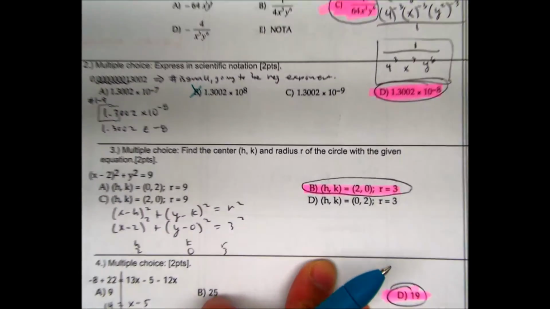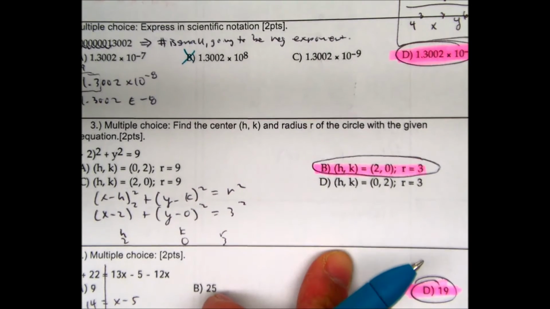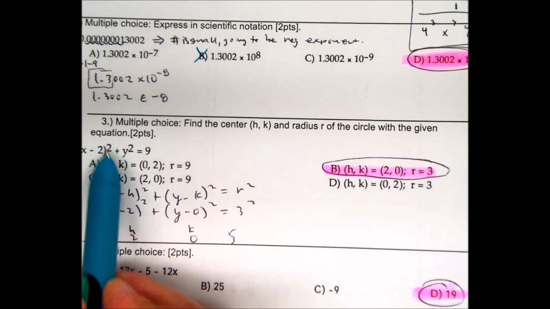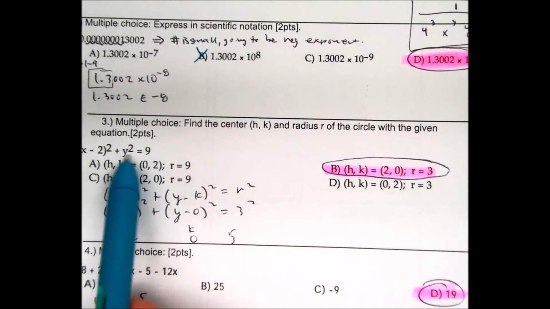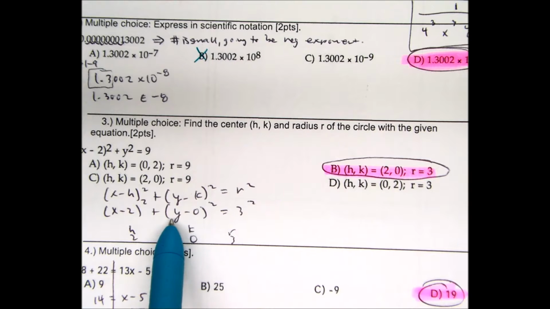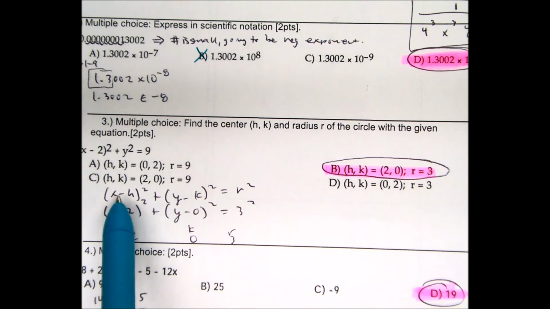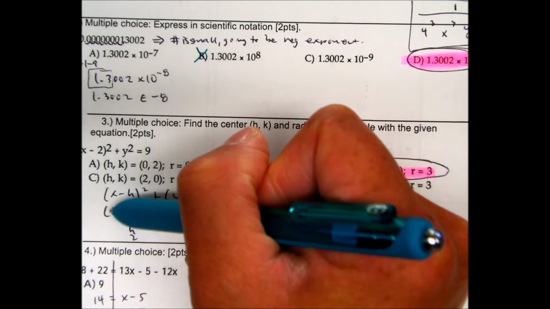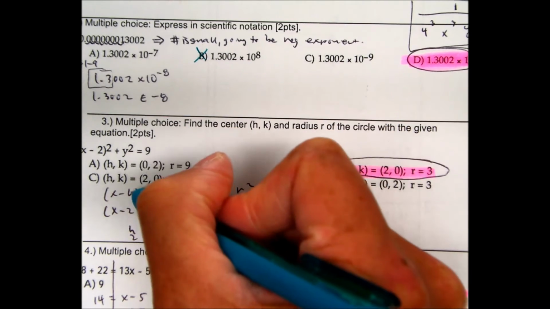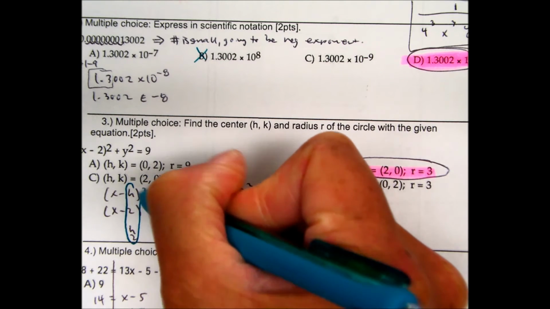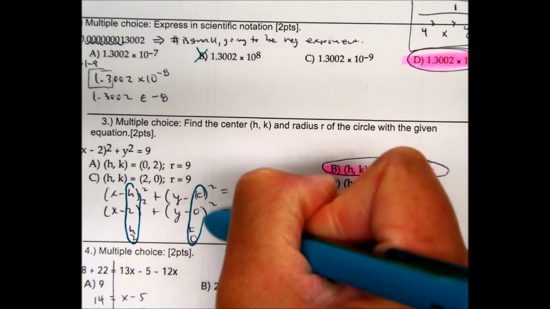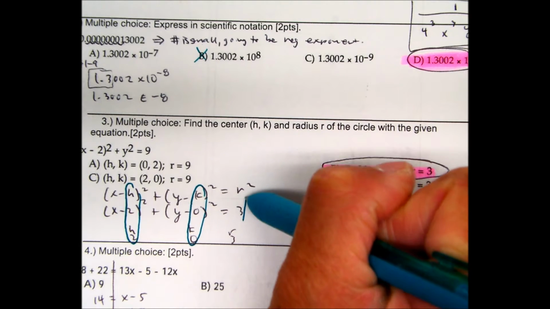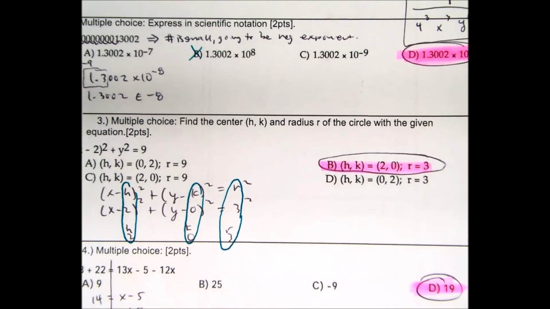and correct answers. Question number 3, find the center, (h, k), and radius of the circle with the given equation. So here I have x minus 2 squared plus y squared equals 9. If you take this and put parentheses for the y value, and put a 0 there, and then I write the formula above it, you can see that this is an x, this is a minus. Therefore, your h value is a positive 2, and your k value is 0. And if you make 9 3 squared, you'll recognize that your r value is 3. And that would be choice B.